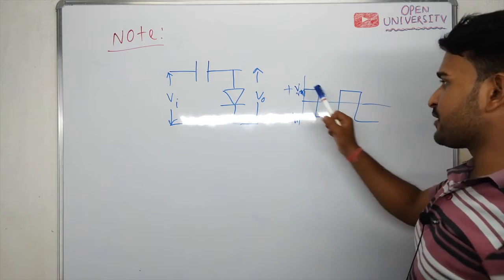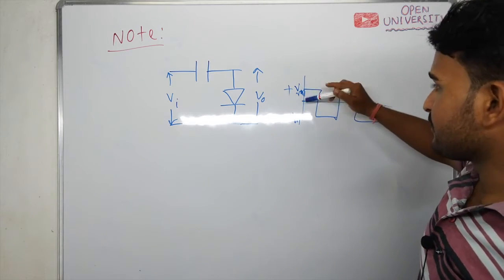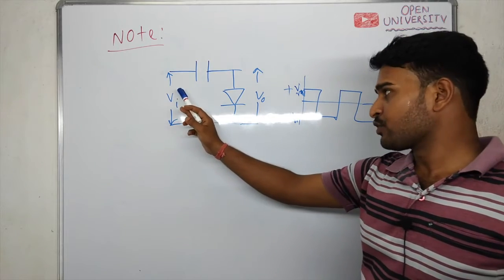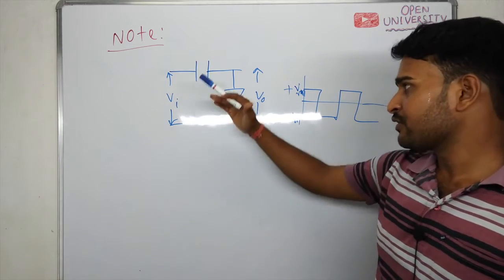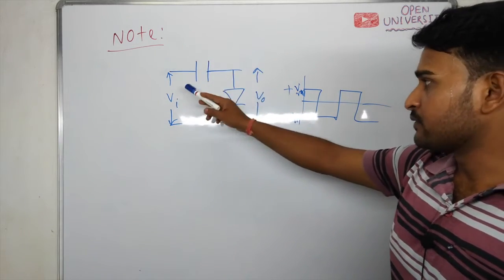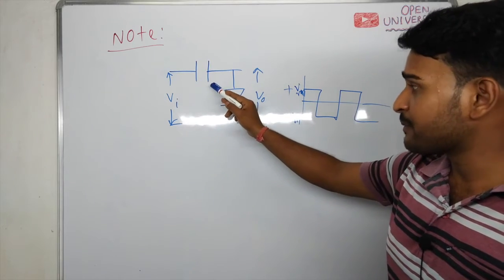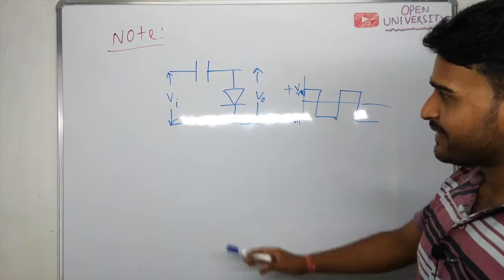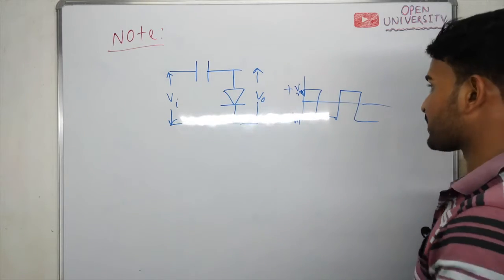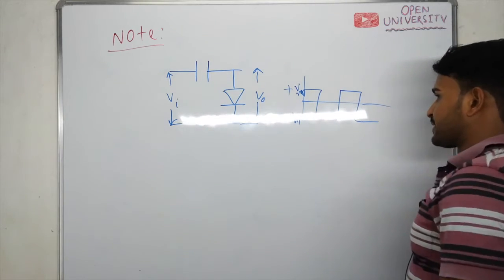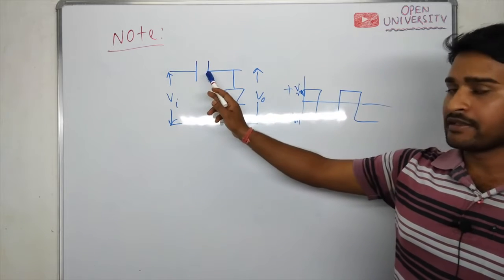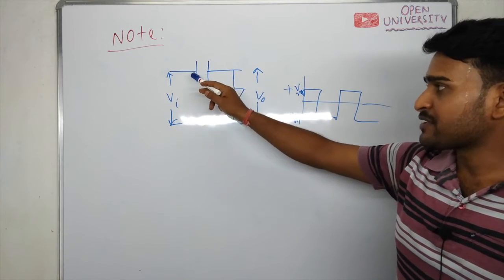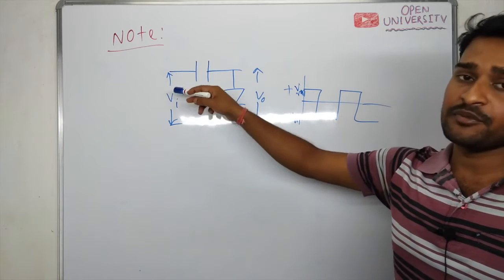But if you decrease the input voltage, suppose initially you are applying plus or minus 5 volt, then the capacitor will charge up to plus 5 volt. Now next time you apply plus or minus 3 volt, what will happen? The capacitor will not respond because there is no discharge path. Capacitor voltage only responds to increase in input voltage.